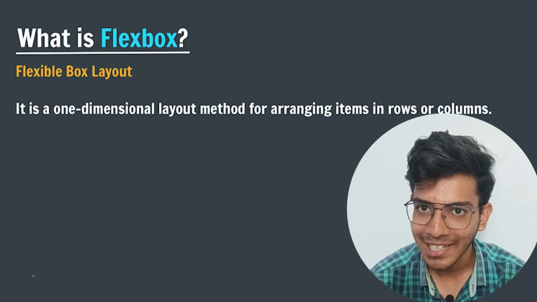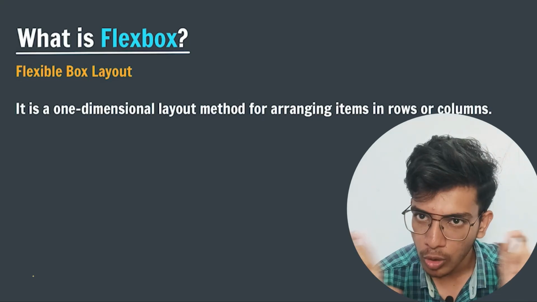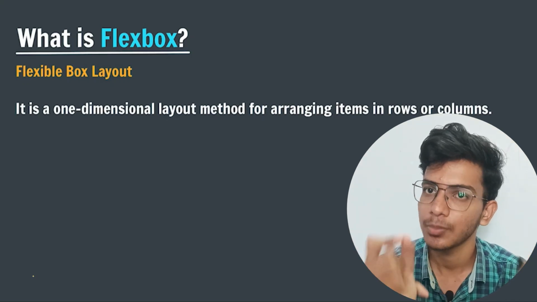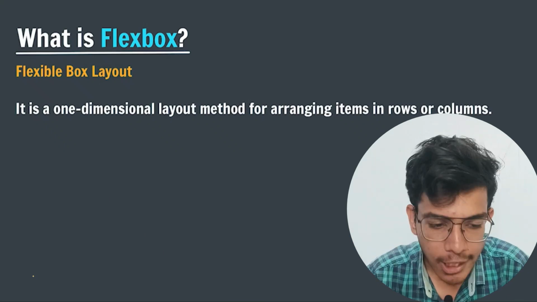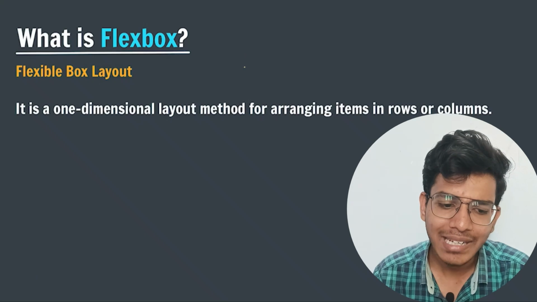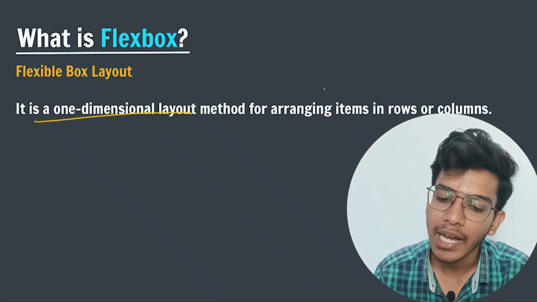Now, if I only say things, then you will not understand. So what I'm going to do is show you code, and from that code we will understand how Flexbox works. But before going to the code, you need to understand the formal definition of Flexbox: it is a one-dimension layout method for arranging items in rows and columns.